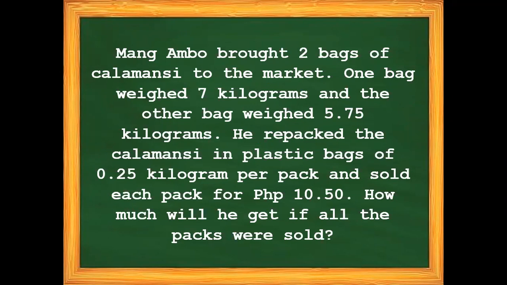Again, Mang Ambo brought 2 bags of calamansi to the market. One bag weighs 7 kilograms and the other bag weighs 5 and 75 hundredths kilograms. He repacked the calamansi in plastic bags of 25 hundredths kilogram per pack and sold each pack for 10 pesos and 50 centavos. How much will he get if all the packs were sold? So let us solve the problem of Mang Ambo.